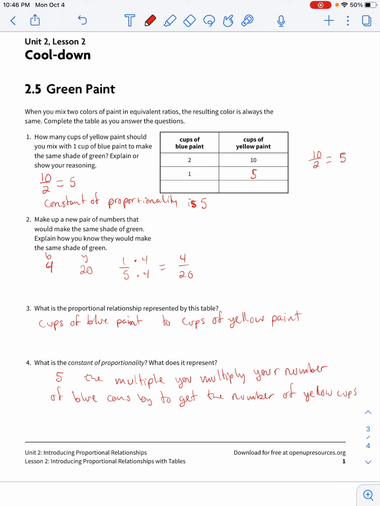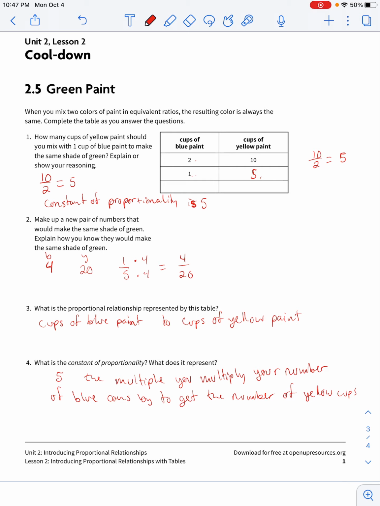Okay, so we know if you have 2 cups of blue, you need 10 cups of yellow. Well, to find the number that we're multiplying our blue cups by, we just take our 10 divided by our 2. That's going to give us 5. So now, if we're using 1, we multiply 1 by 5 and you get 5. So if you have 1 cup of blue, you need 5 cups of yellow. And what you'll see is 1 is half of 2, 5 is half of 10. So that checks out as an equivalent ratio. Okay, and that 5 is also our constant of proportionality.